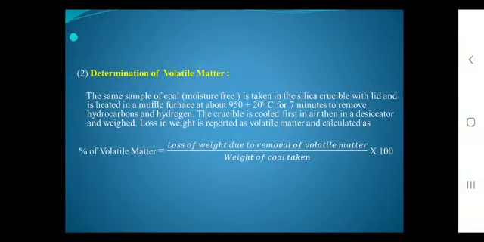Again there is loss in weight, and this loss in weight is reported as volatile matter, and in a similar manner it is calculated as: percentage of volatile matter is equal to loss of weight due to removal of volatile matter divided by weight of coal taken initially multiplied by 100.